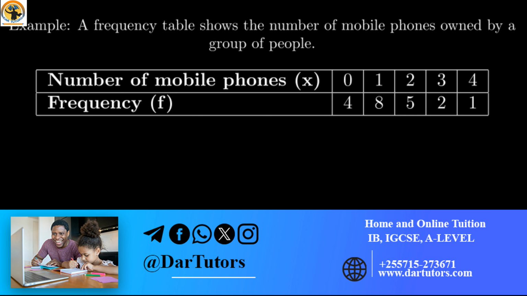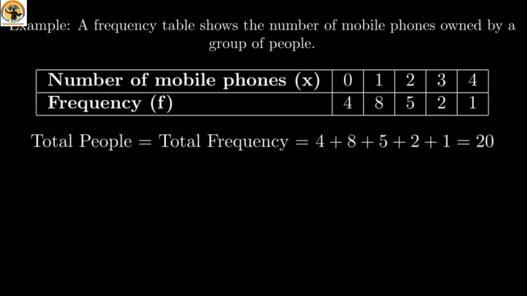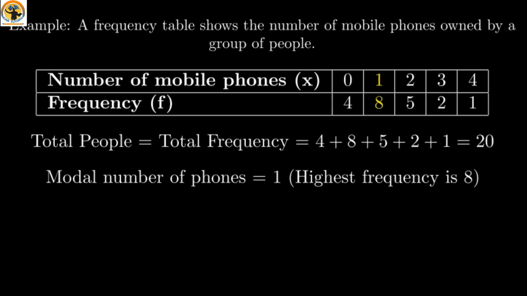First, how many people were surveyed? To find this, we need the total frequency. We just add up the frequencies. 4 plus 8 plus 5 plus 2 plus 1 equals 20. So 20 people were surveyed. Next, what is the modal number of phones? This is the number of phones owned by the most people. We look for the highest frequency in the table, which is 8.